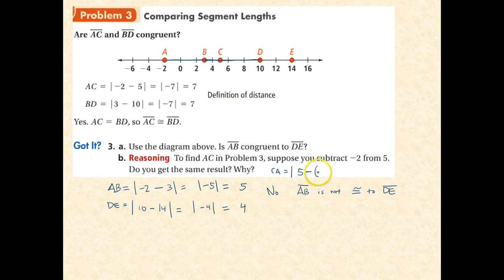5 minus -2. So we're doing the C coordinate minus the A coordinate, and that's the absolute value of 5 plus 2, and the absolute value of 5 plus 2 is 7. So what we get from that is it doesn't matter which direction you measure in. You can measure from point A to point C and you'll get 7 units, or you can measure from point C to point A and you'll still get 7 units.